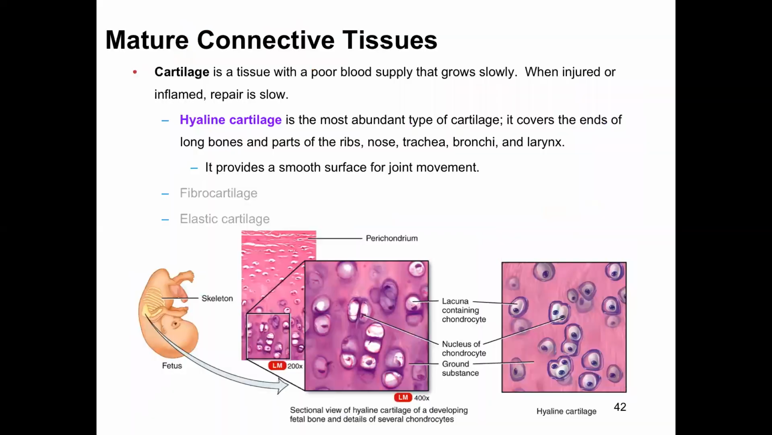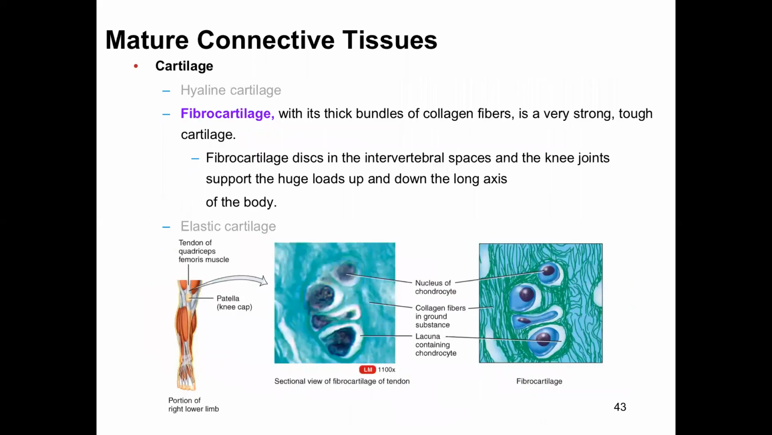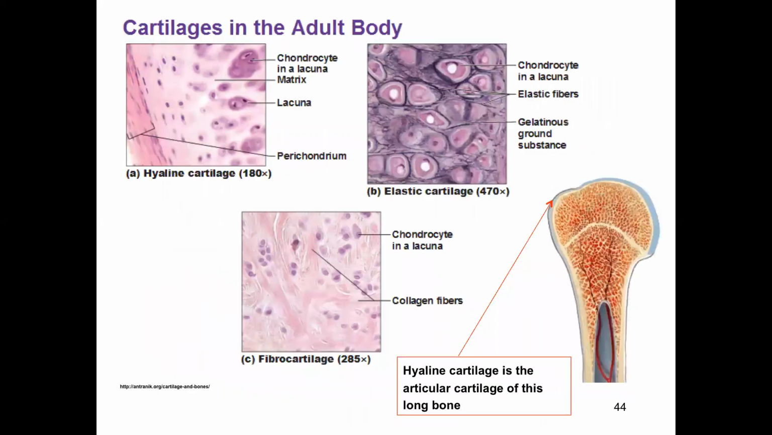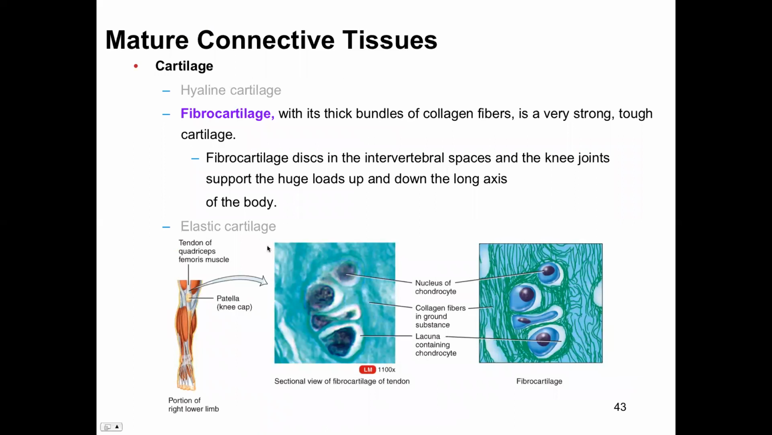All right. Now, let me walk you through the notes here. So cartilage is a tissue with very poor blood supply, and it grows slowly. All right. So hyaline cartilage, the most abundant type of cartilage, is at the ends of your bones. The fibrocartilage, again, has thicker bundles of collagen fibers, very strong. And then, of course, you also have your elastic cartilage, okay? The elastic cartilage, of course, is going to be elastic, so it's flexible.